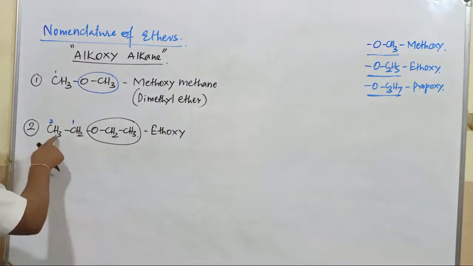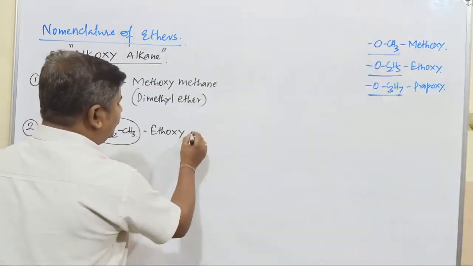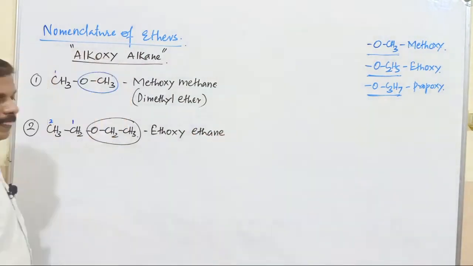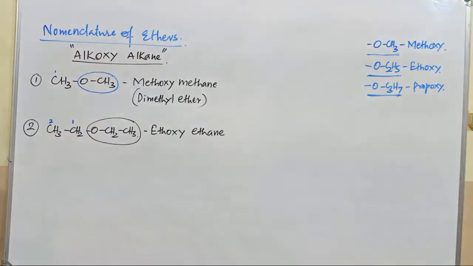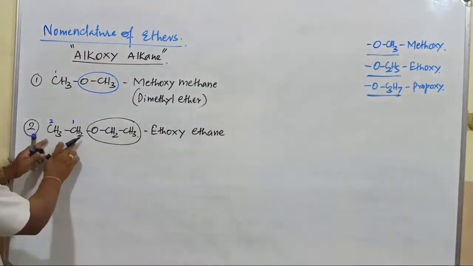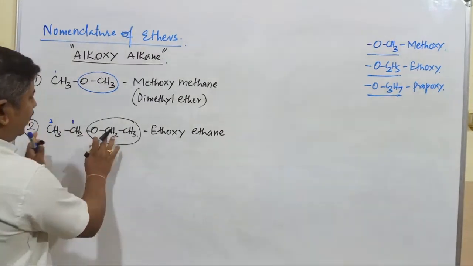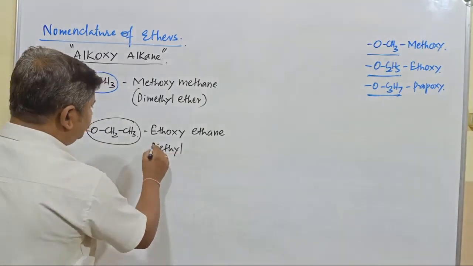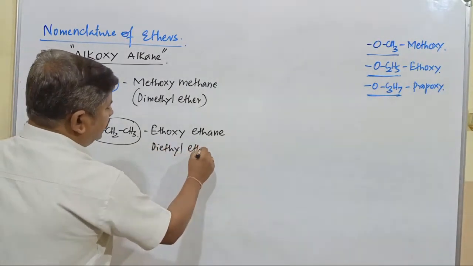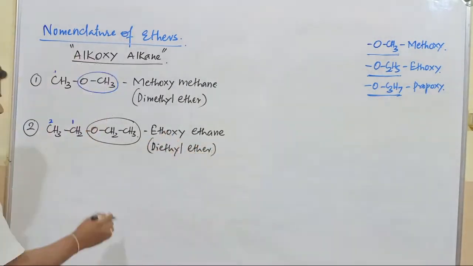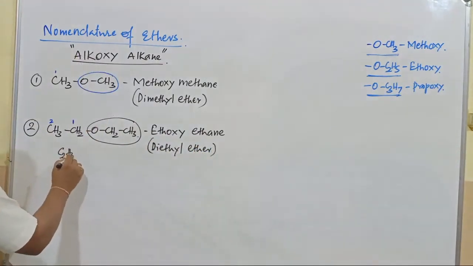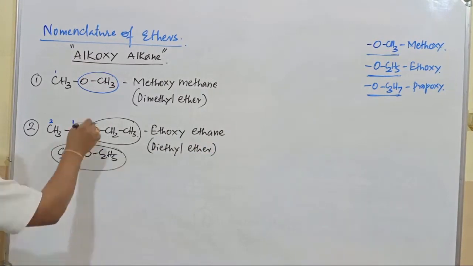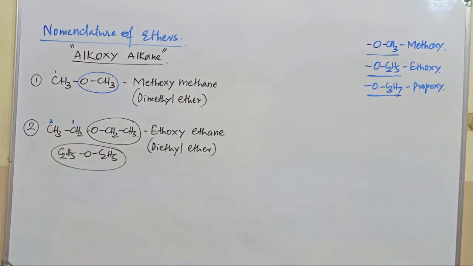Next, how many carbon atoms are there in the long chain? 2 carbon atoms are there, so it is eth and single bond, ane. What's the name? Ethoxyethane. What's the common name? This is an ethyl group, this is also an ethyl group. When 2 ethyl groups are present, it is diethyl ether. What's the common name? Diethyl ether. You can represent this compound in this way also, that is C2H5. Both are the same. No difference. Clear?